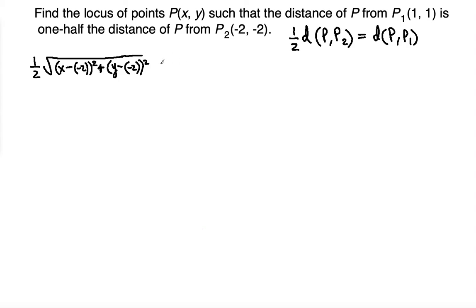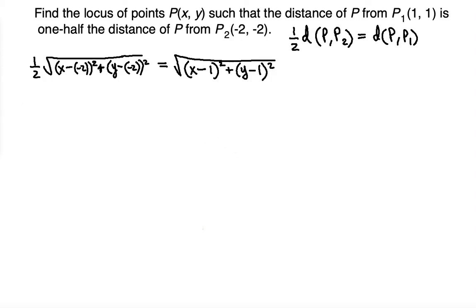Okay, and that should equal the distance from P to P1. So that's going to be x minus P1 is here, right? So x minus 1 squared plus y minus 1 squared. Okay. So now we need to square both sides.